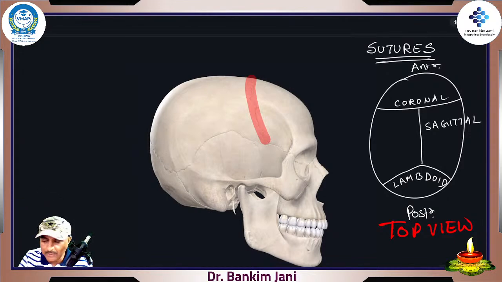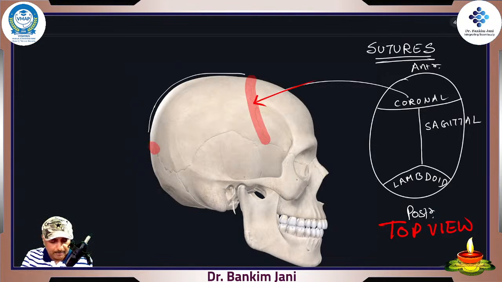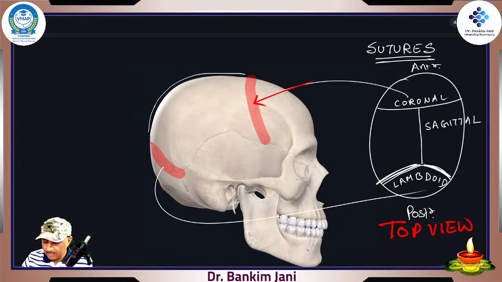So this one would be our coronal suture, correct? This one would be coronal suture. Sagittal, we won't be able to see over here because sagittal would be exactly on the top, right? The suture which is over here, it is this portion which we are watching, this one or this one. That one would be the lambdoid suture.